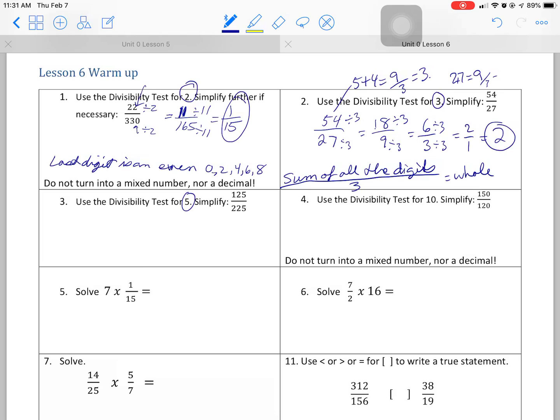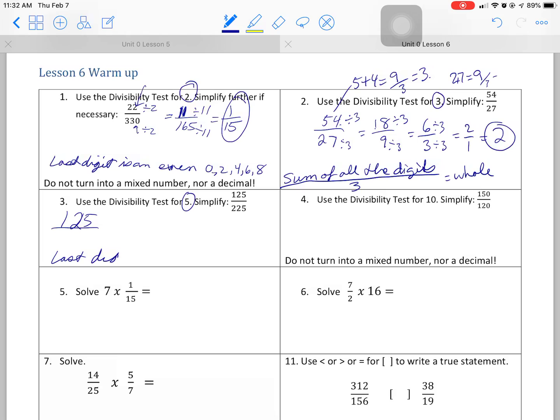Now, some people probably tried 9 right away, or 27 right away. It turns out 54 divided by 27 is 2. So any combination of these will work, but you can see how if you didn't know your factor tables, 3 would get you there. Okay, so don't worry about how long it takes to get you there, as long as you get to the same final answer. All right, so the divisibility test for 5 says the last digit is 5 or 0.